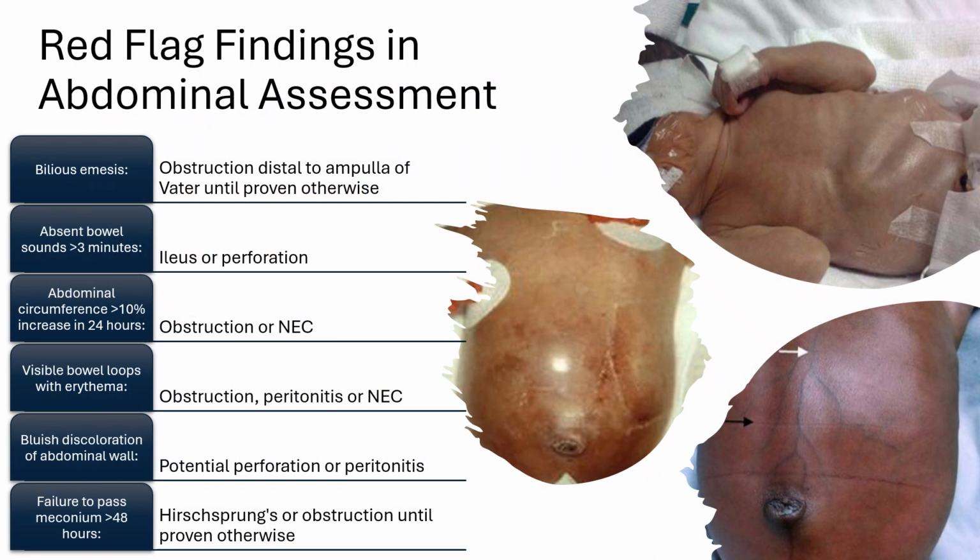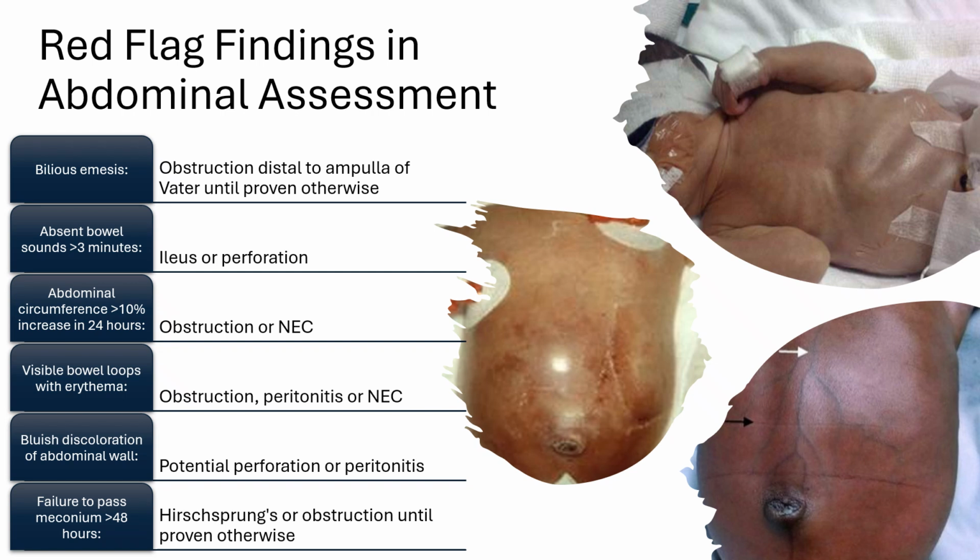Here's what every neonatal nurse needs to recognize about red flag findings. These require immediate intervention. Bilious emesis is the critical finding. Green vomit in a neonate indicates obstruction distal to the ampulla of Vater, and you must assume malrotation with volvulus until proven otherwise. This represents a surgical emergency where bowel viability depends on rapid recognition and intervention.